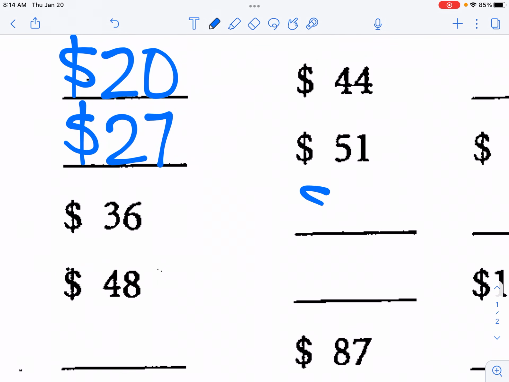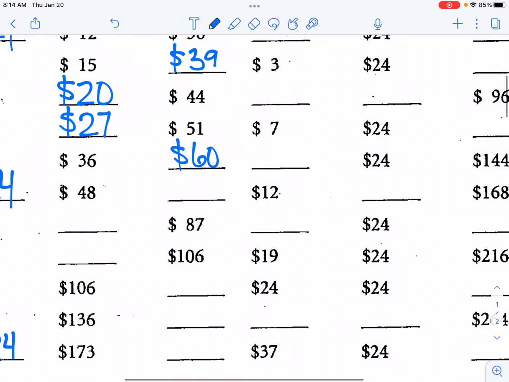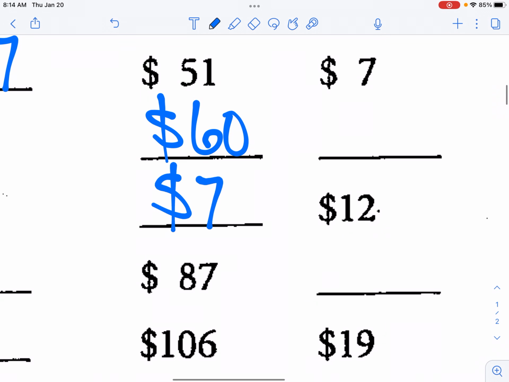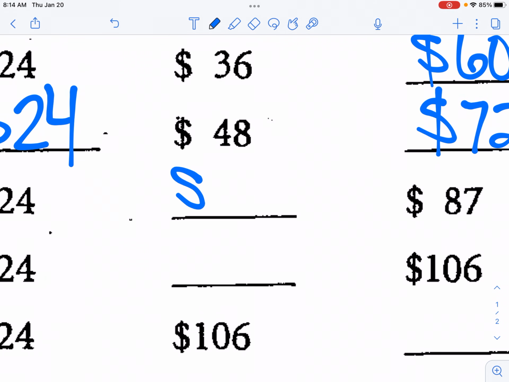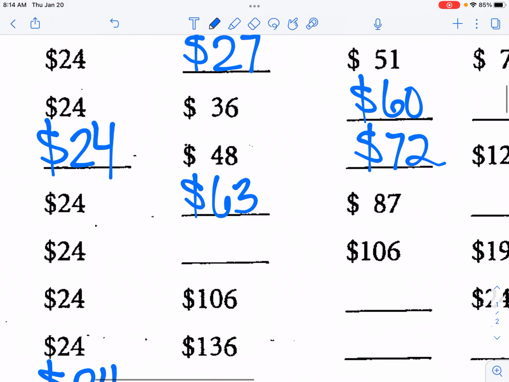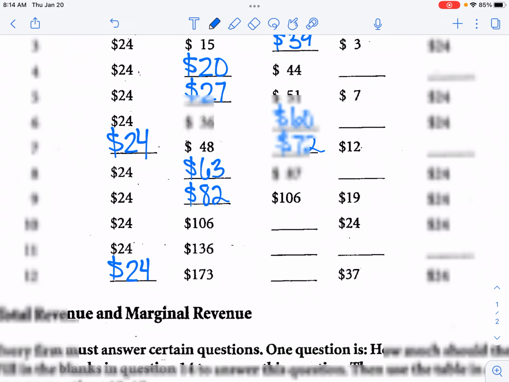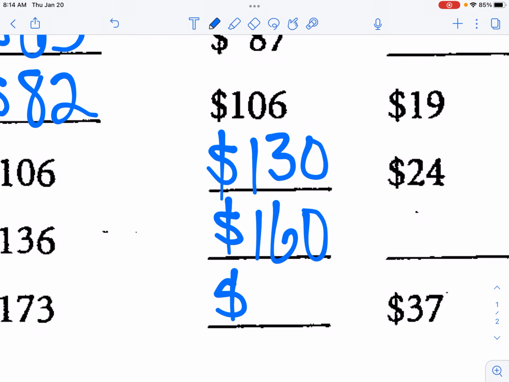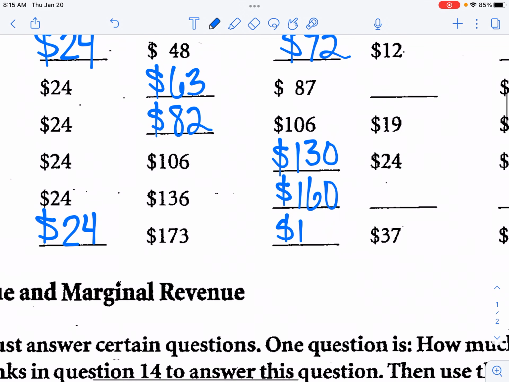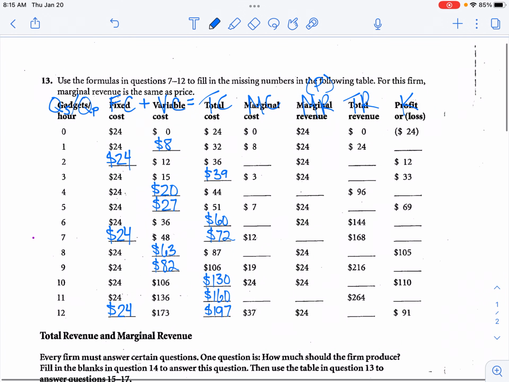24 plus 36 will give us total cost of 60. 24 plus 48 will give us total cost of 72. 24 plus 63 would give us 87, and 24 plus 82 gives us 106. 24 plus 106 is 130. Then we got 160 and 197. Okay, so there you have your cost column.